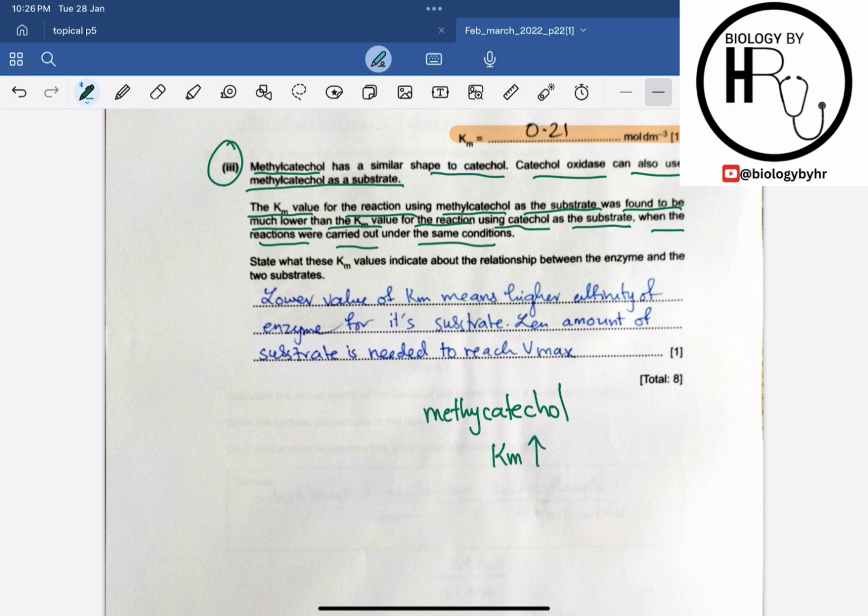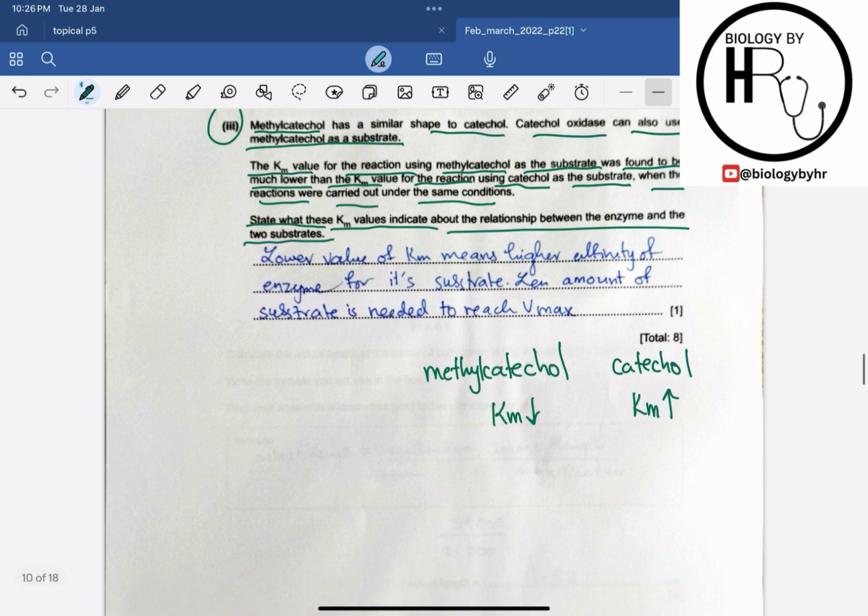Let me give a summary of what they are saying in the question: if we use methyl catechol, the Km value is found to be much lower. It is saying much lower, not higher. This means that with methyl catechol as a substrate the Km value is lower, and with catechol as a substrate the Km value is higher compared to methyl catechol. They are asking to state what these Km values indicate about the relationship between the enzyme and the two substrates.